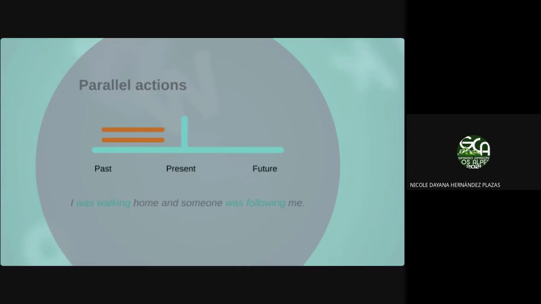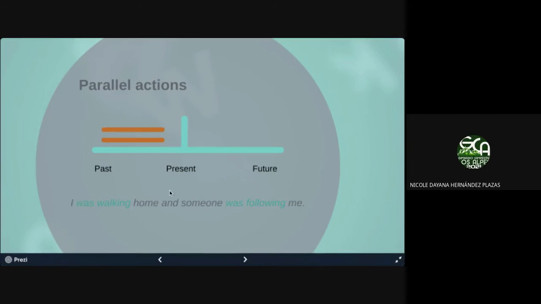Okay? El hecho de que tú estabas caminando no implica que la otra persona se quedó quieta y dejó de seguirte. No, estaba sucediendo esto al mismo tiempo. I was walking, someone was following me. Look at this. In this case, my dears, we are making the link, the union between this and this with and. But you can also use while, because while means mientras.